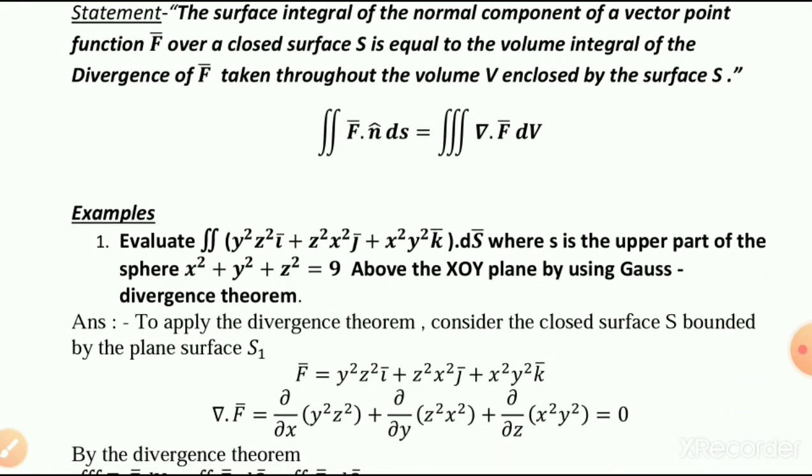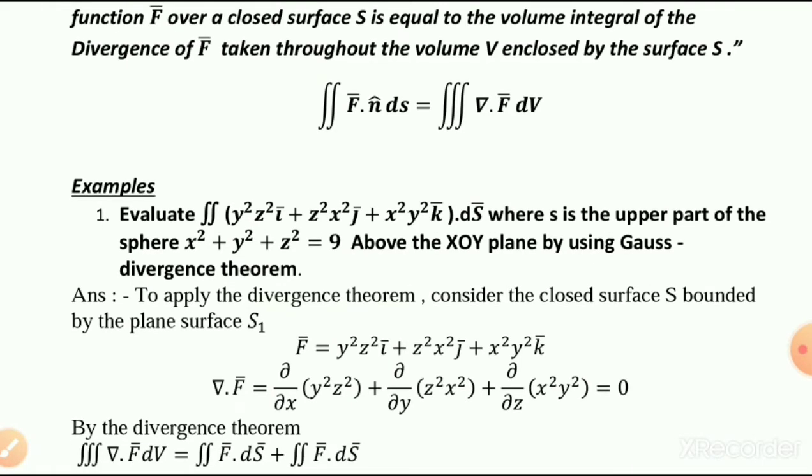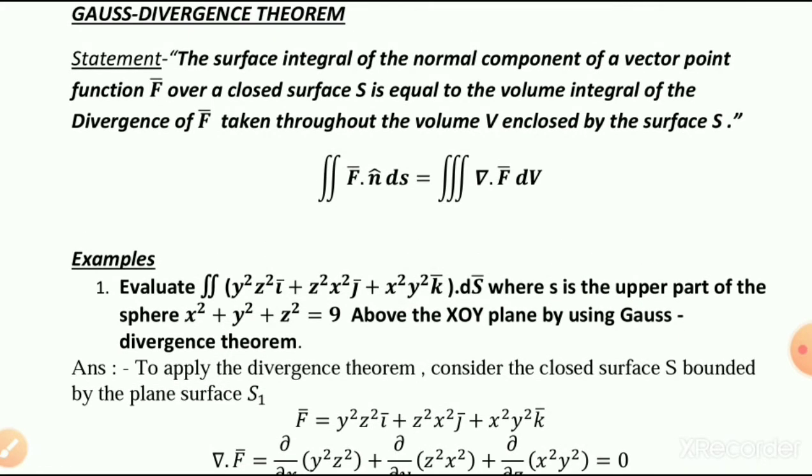In mathematical form, it can be written as double integration of f bar dot n cap dS is equal to triple integration of divergence of f bar, that is the inverted triangle symbol indicating divergence of f bar, into dV. Now while considering the surface integral, the Gauss divergence theorem converts the double integration into volume form.